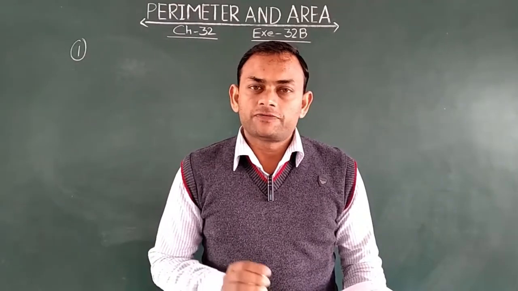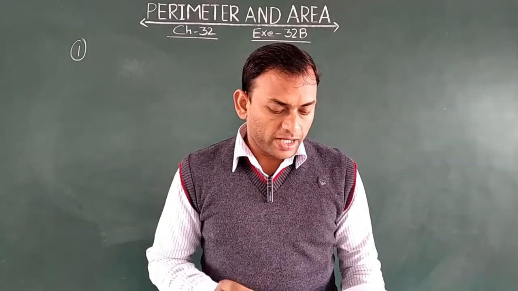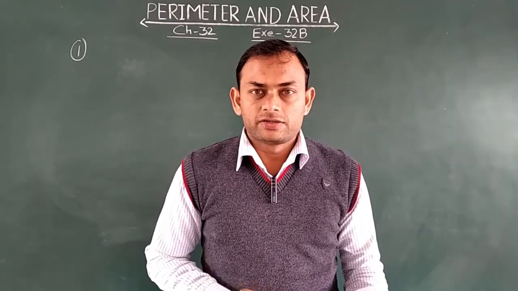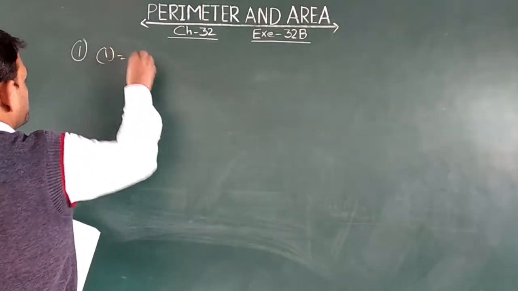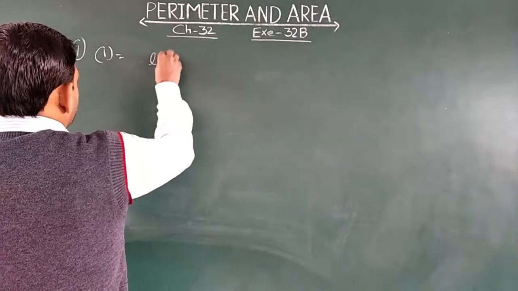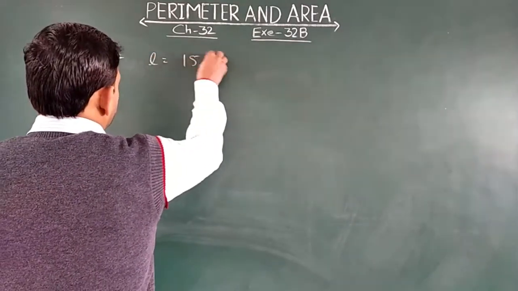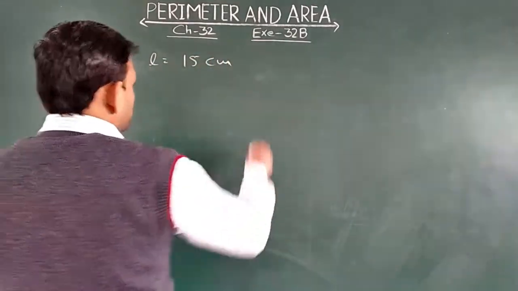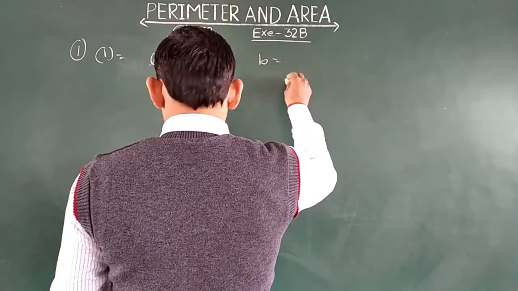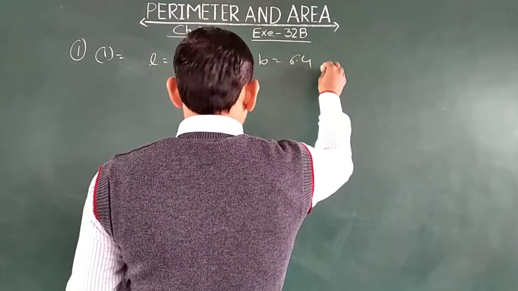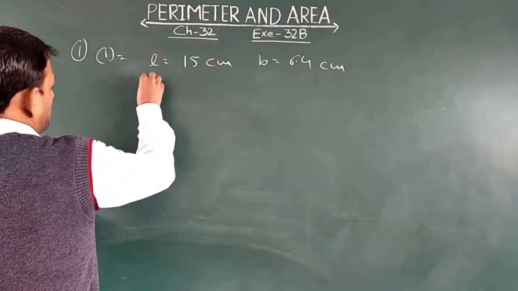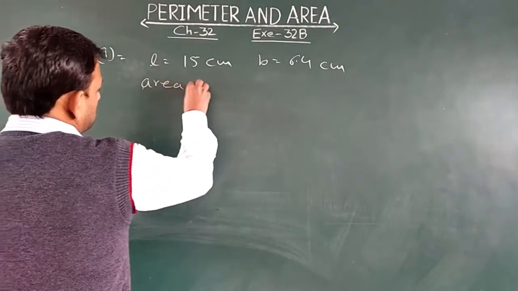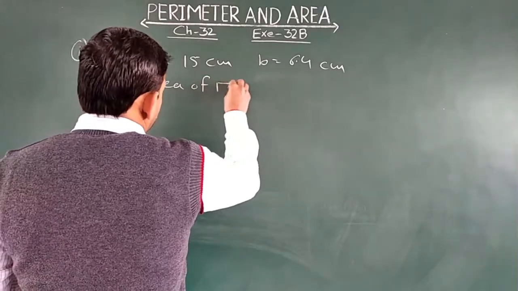The first question of this exercise says that you have to find the area of a rectangle. I am just telling you the first part of this question. Here the length is given as 15 centimeters and the breadth is given as 6.4 centimeters, and you have to find the area of the rectangle.